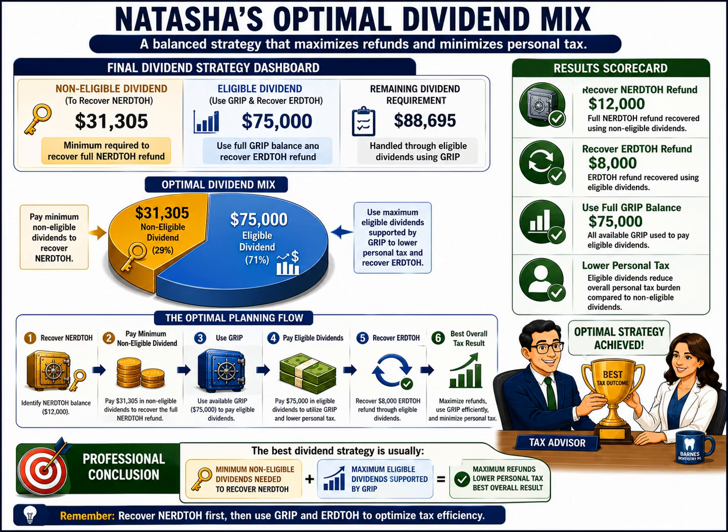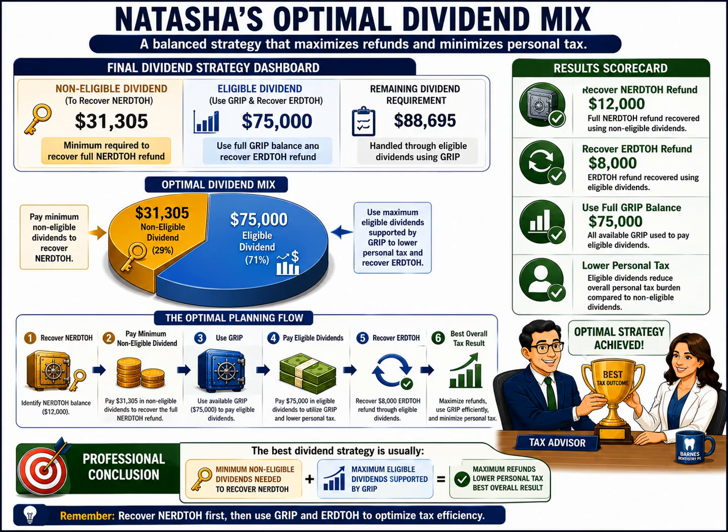Let's start with the most important constraint. Natasha's corporation has a NERDTOH balance of $12,000. As we learned earlier, NERDTOH is restrictive. To recover the full $12,000 refund, the corporation must pay approximately $31,305 of non-eligible dividends. This becomes the first component of the strategy. Notice that we are not paying more non-eligible dividends than necessary. We are paying only the minimum amount required to unlock the entire NERDTOH refund. That is a critical tax planning principle.